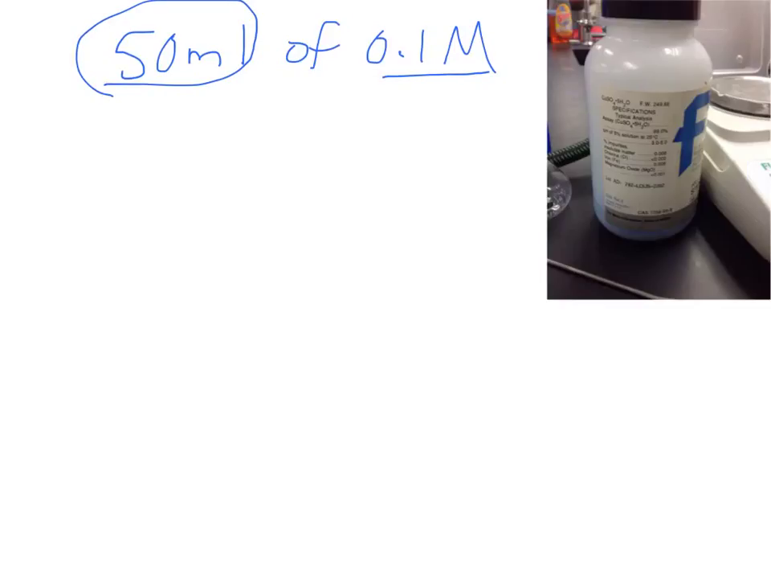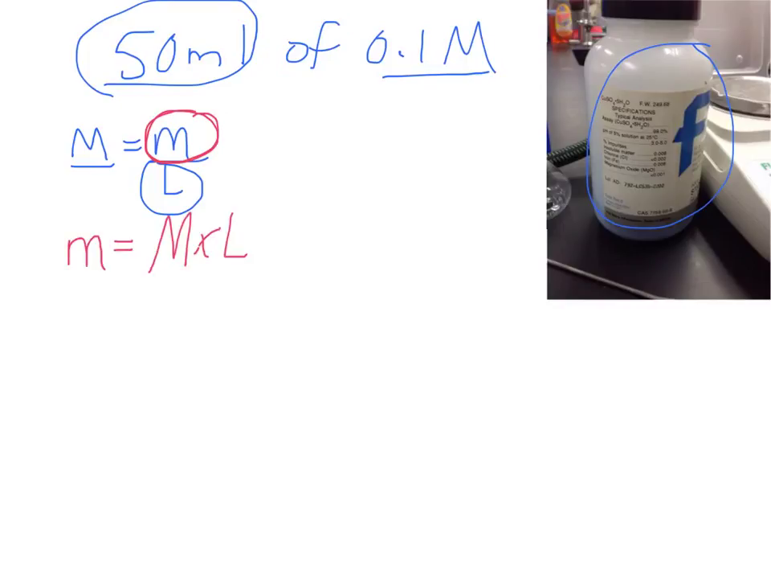So what I'm solving for now is how many grams of copper 2 sulfate I'm going to have to put into my solution. So I use the molarity formula, which is molarity equals moles of solute over liters of solution. I have a molarity, it's 0.1. I have my liters, it's 50 milliliters, so I'm going to have to convert that. So I am solving for moles first, and then I'll convert that to grams. So if I manipulate that equation, I can get moles equals molarity times liters.